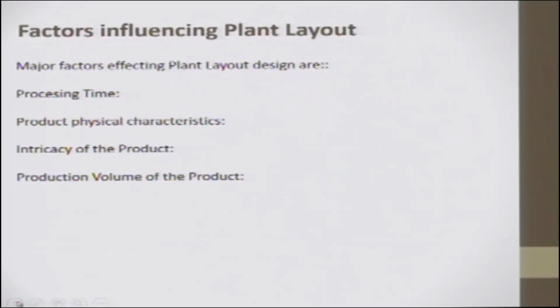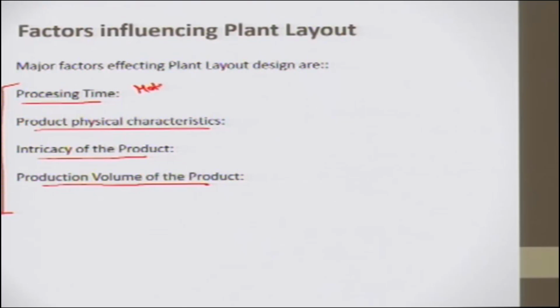So next I'd like to discuss a few factors that influence the plant layout. The major factors that influence the plant layout are processing time of the product, product physical characteristics, intricacy of the product, and production volume of the product. So what is processing time? It is actually the material handling time.